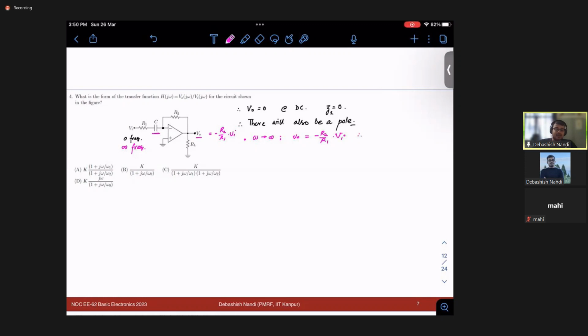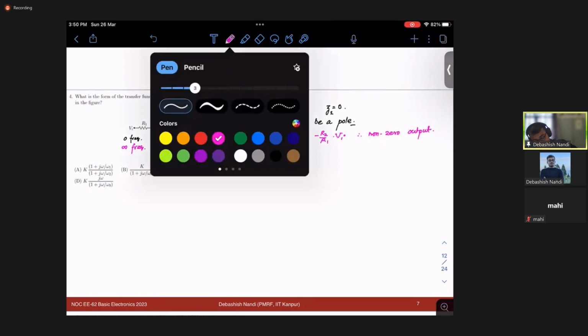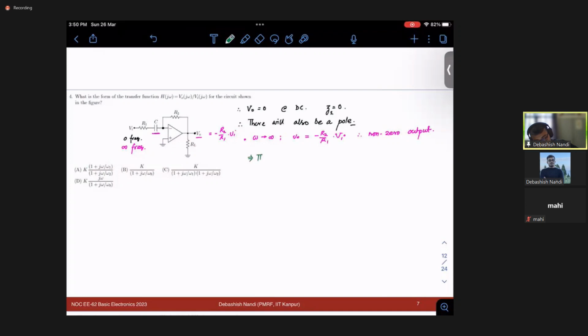So you have a non-zero output. That means you can conclude that this filter passes high frequencies and stops low frequencies, right? So it is of a high pass filter nature, right?